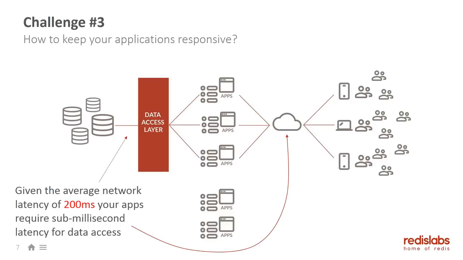Challenge number three: with all this, you cannot forget that you have to deliver an interactive application. The user engagement has to be awesome. Many studies have shown that to have good engagement, you should have very low latency, as low as 200 milliseconds. But the challenge here is the network latency itself takes up most of the time. The average network latency in the US is around 152 to 200 milliseconds. So you're left with very little time on the application side to gather the data, package it and deliver it to the customer. In other words, you need sub-millisecond latencies in your queries.